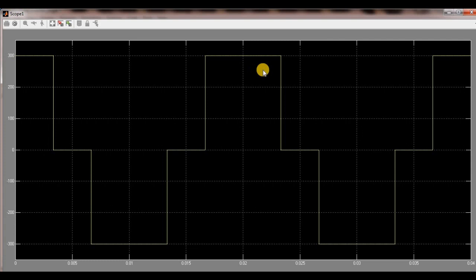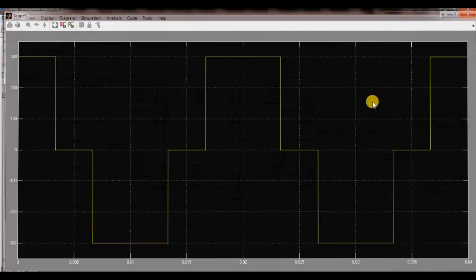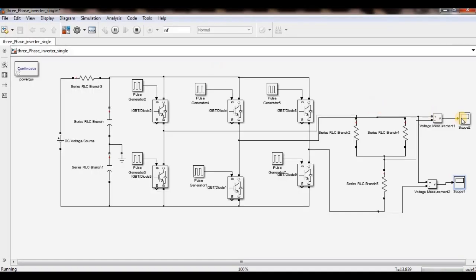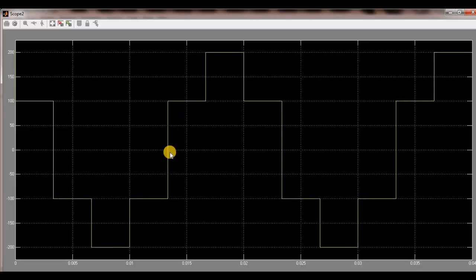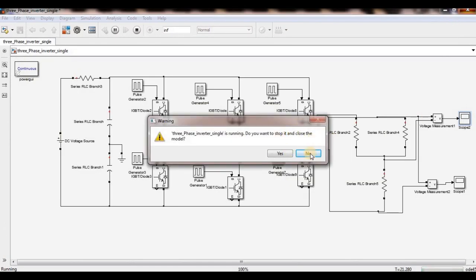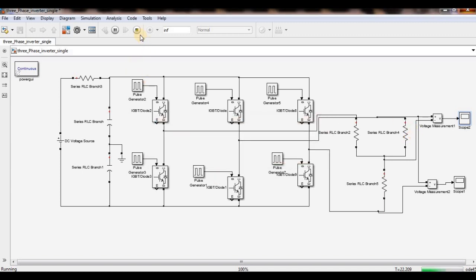See, up to 300 I am getting. This is because of the 180 degrees conduction mode. The delay is coming in the line voltages, not in the phase voltages. The phase voltage is starting directly, but up to 200 volts only I am getting. But actually this is not the correct way.